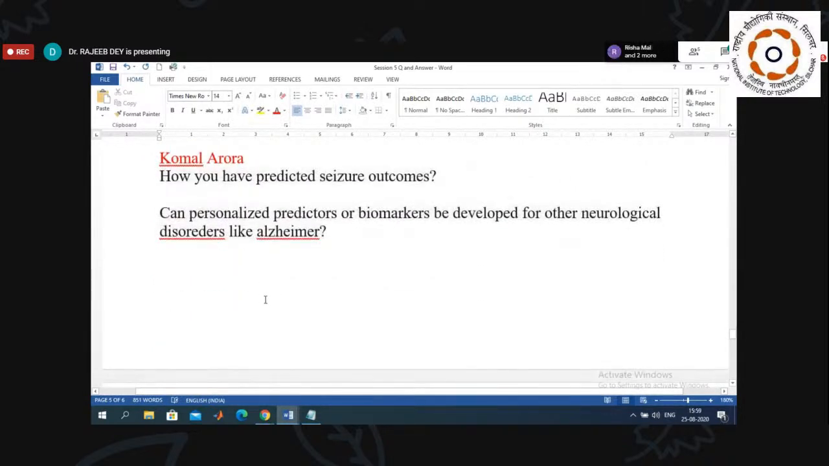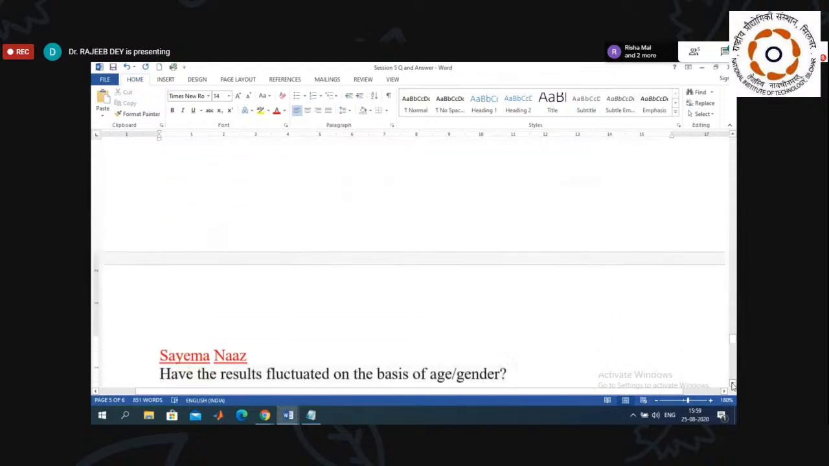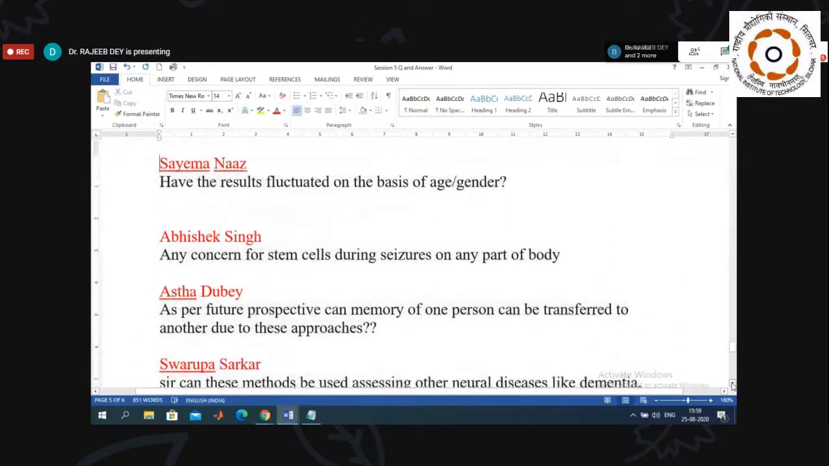Personalized prediction for neurological disorders? There is a lot of research to detect mild cognitive impairments, and a lot of research to detect Alzheimer's at an early age, around the 50s. I'm not very aware of that work though, or that literature.